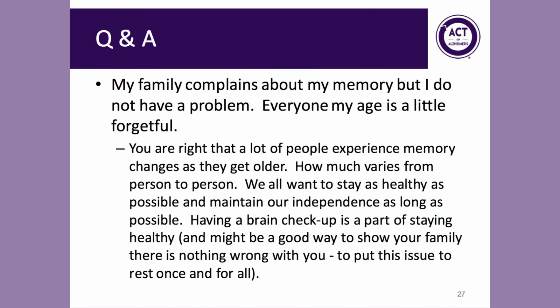Another possible response is something like, "My family complains about my memory, but I do not have a problem. Everyone my age is a little forgetful." You can respond to this type of reaction by saying something like, "You are right that a lot of people do experience memory changes as they get older. How much varies from person to person. We all want to stay as healthy as possible and maintain our independence for as long as possible. Having a brain checkup is another part of staying healthy."